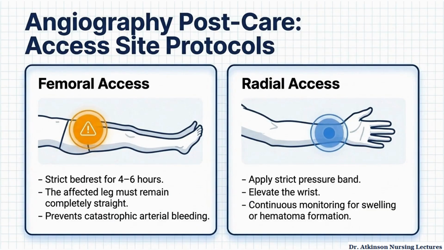Post-procedure care differs depending on the access site used. With femoral access, the patient typically remains on strict bed rest for 4 to 6 hours, and the affected leg must stay completely straight. This helps reduce the risk for major bleeding or hematoma formation. With radial access, pressure bands are applied and the wrist is elevated. Continuous monitoring for swelling, bleeding, or circulation changes is extremely important, regardless of the access site used.